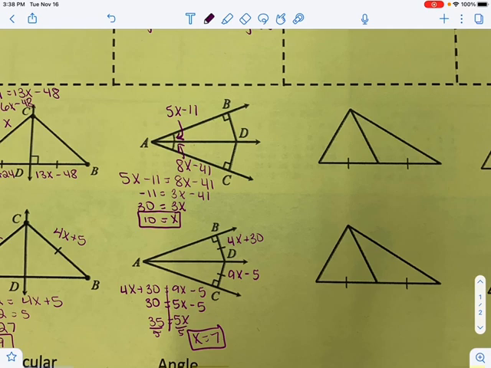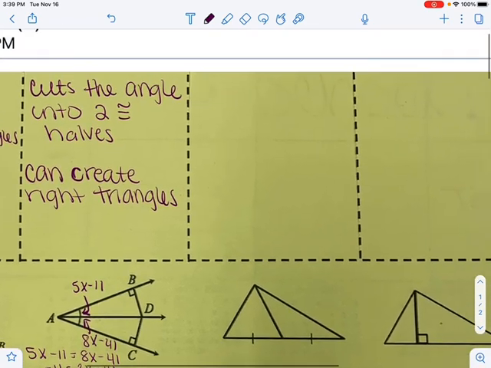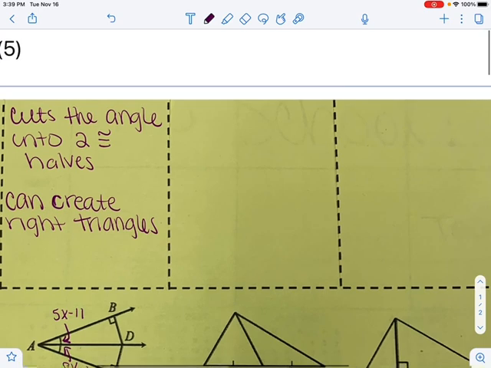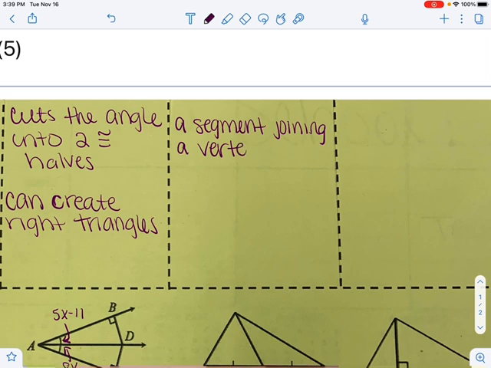The third line is a median. A median is a segment. It joins a vertex to the midpoint of the opposite side.